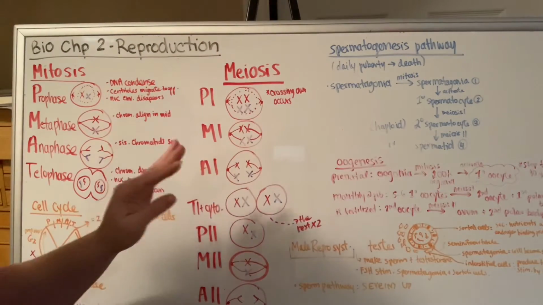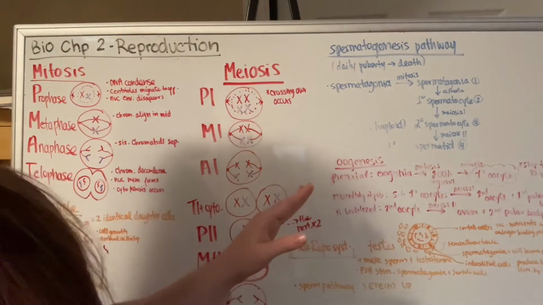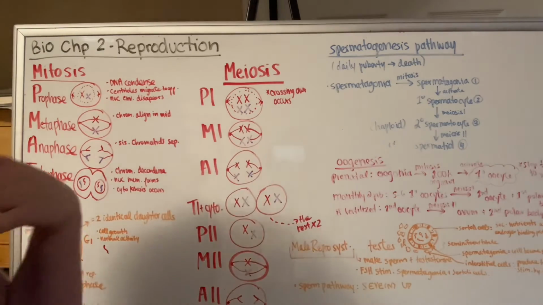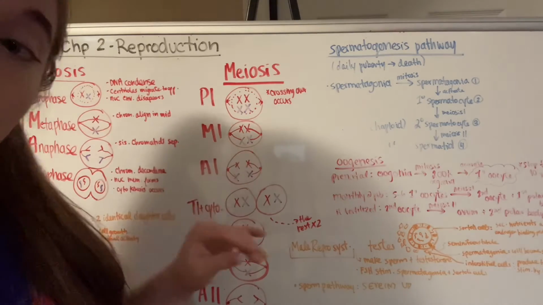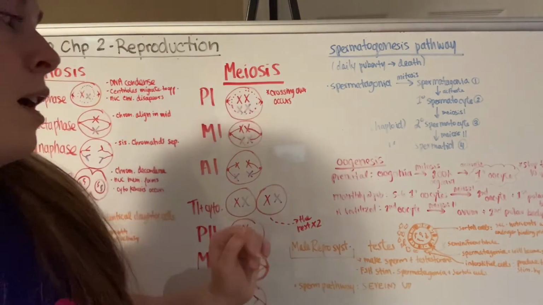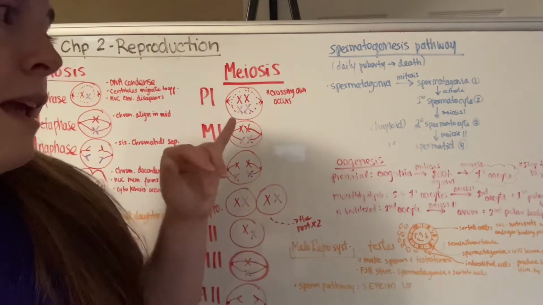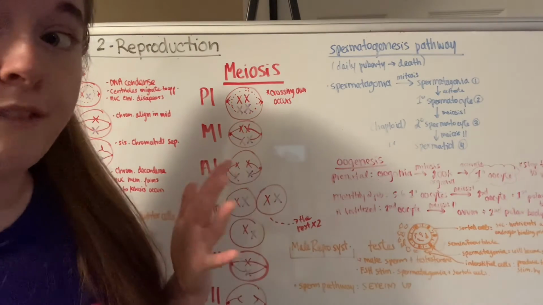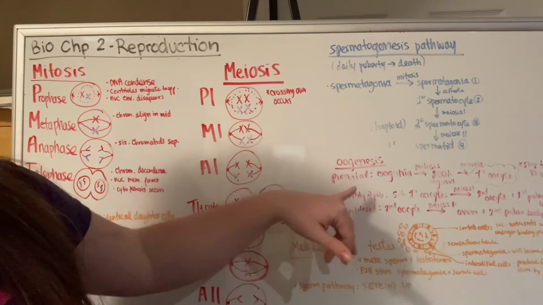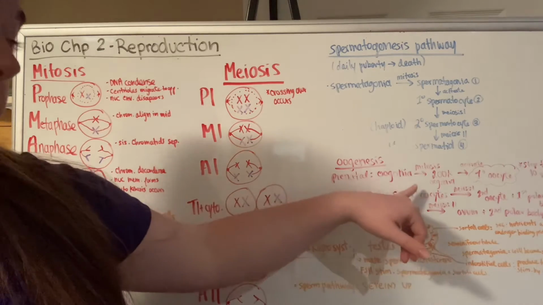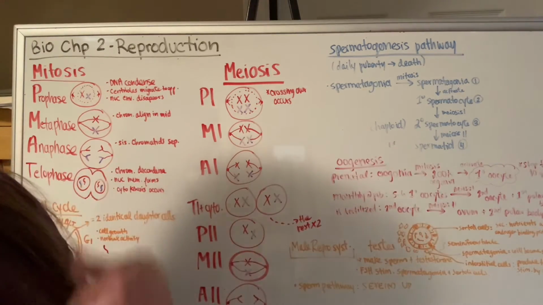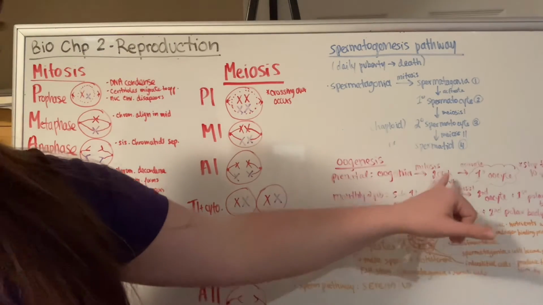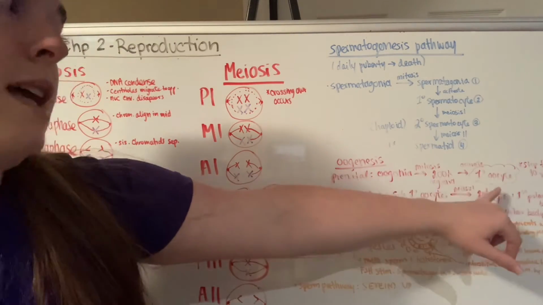Now we have oogenesis, which occurs in women, and so you have prenatal. So before a woman is actually born, they produce the eggs that they're going to have for their lifetime. So prenatally, you have oogonia, and those go through mitosis, and you get about 200,000 oogonia. Okay, and those get activated and create primary oocytes.